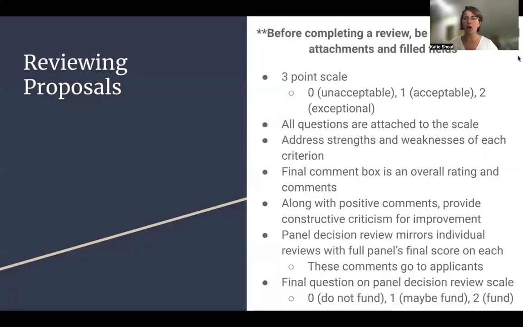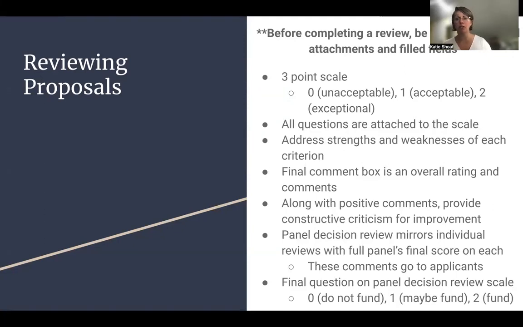So once you are actually in the review screen itself, looking through all of those review criteria and checking out the whole proposal, each proposal that you're completing a review for, you will be reviewing on a 3-point scale. So before you do any actual scoring or making comments, make sure that you have looked at all of the attachments and the fillable fields included with each application.